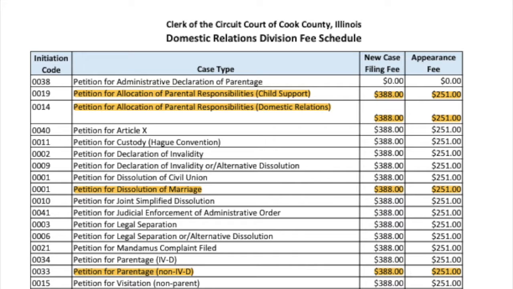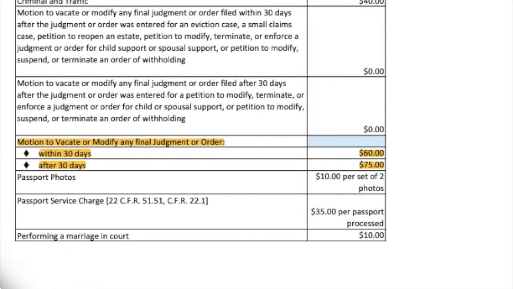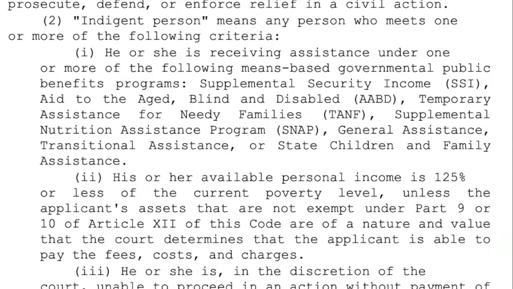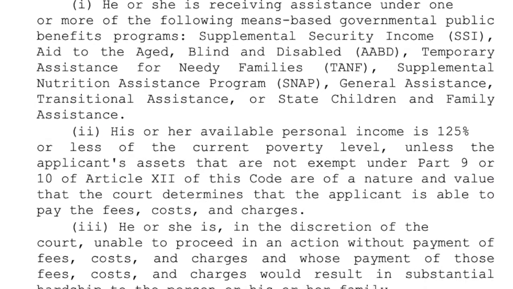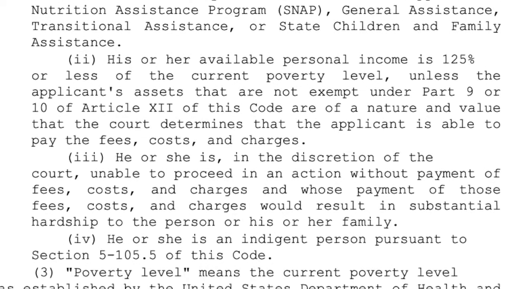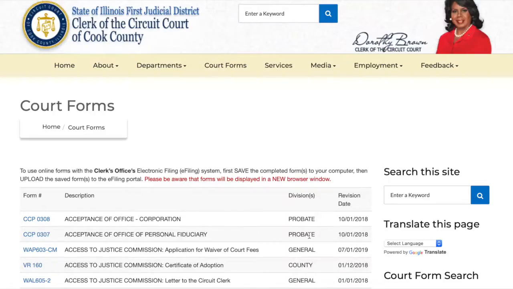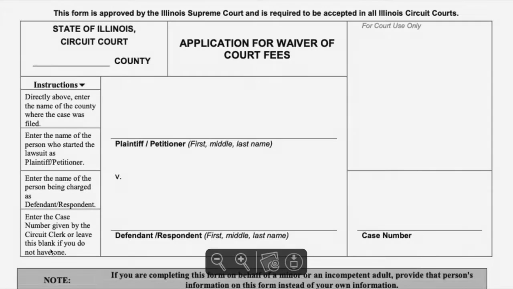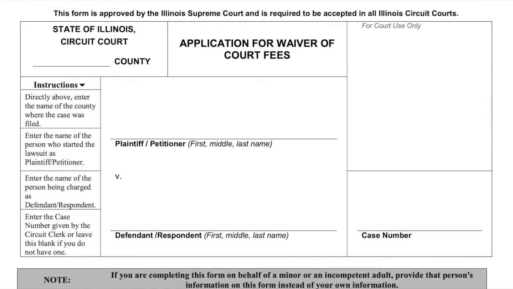The clerk's office charges fees to file an appearance, a petition or counterpetition, and certain types of motions. If you think you will be unable to afford filing fees in your case, you can apply for a fee waiver. Start by downloading the Application for Waiver of Court Fees, which is a statewide form used in every civil courthouse across Illinois. You can find a blank form on your county's Clerk of Court website.